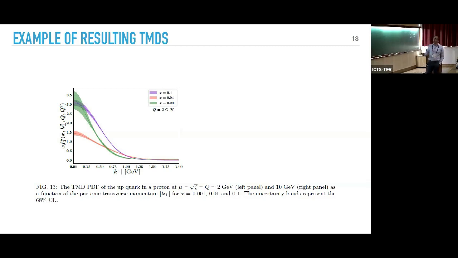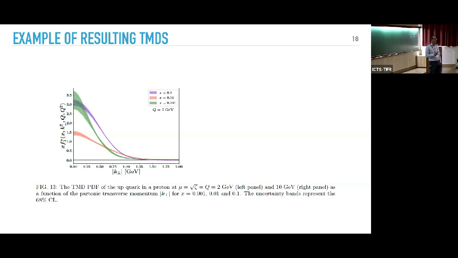So here you see different values of x, and the shape in transverse momentum. In this case, since everything is unpolarized, there is only a dependence on the modulus of k perp, so only on one extra dimension, not on two dimensions. And you see already something which is non-trivial. And also, by the way, you can also do this at different scales, 2 GeV, 10 GeV.